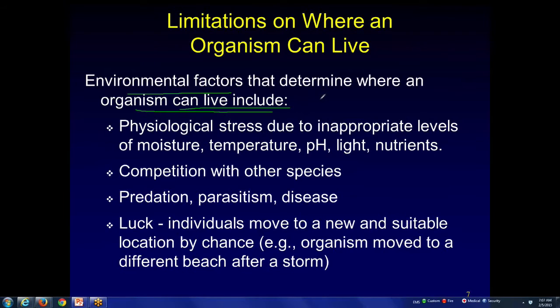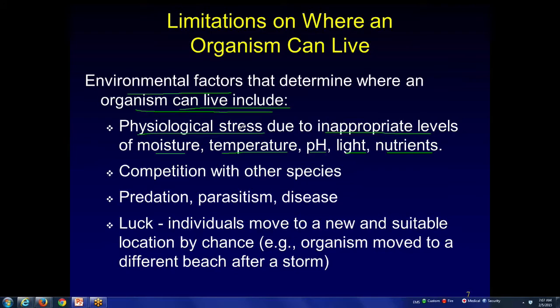What is it that causes them to only live in a few states in the United States? Like, why don't we have timber wolves roaming the southern Appalachians? Well, there's a couple things. Physiological stress could be part of the reason, due to inappropriate levels of moisture, temperature, pH, light, and nutrients. Like, for example, a cactus would struggle to live in this area, whereas an oak tree would struggle to live in the desert. That's due to physiological stress.